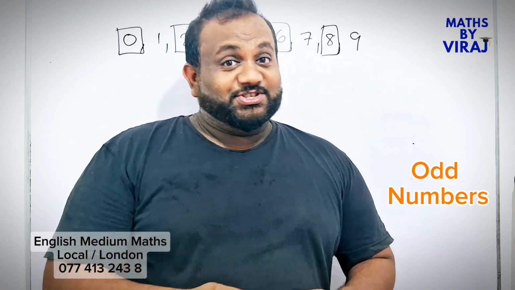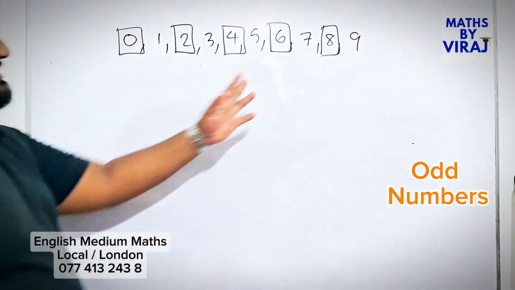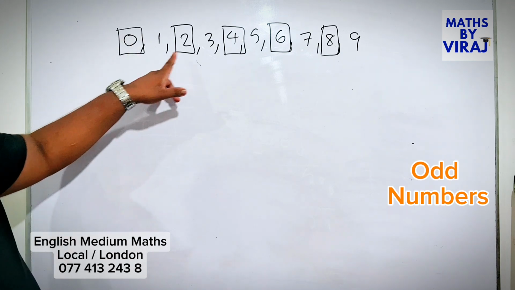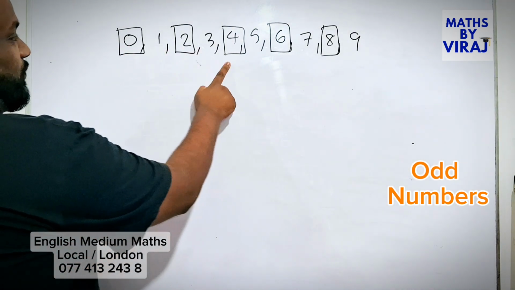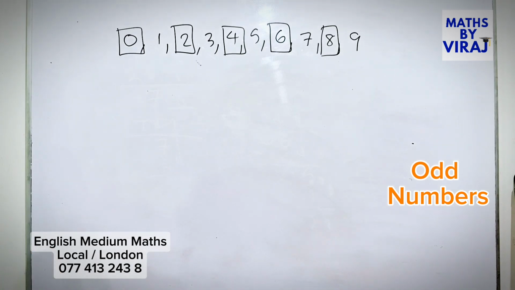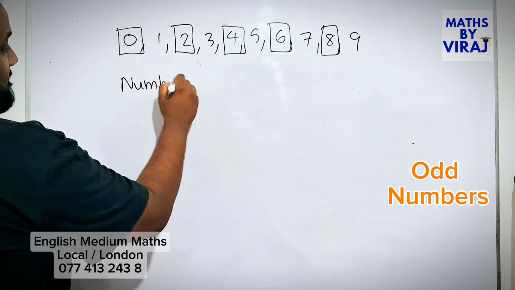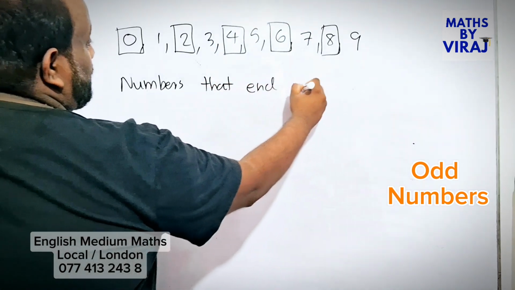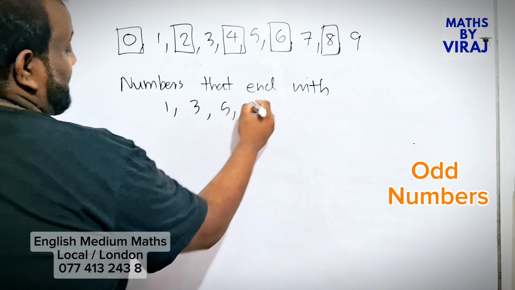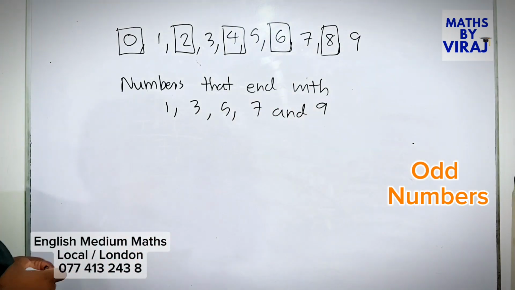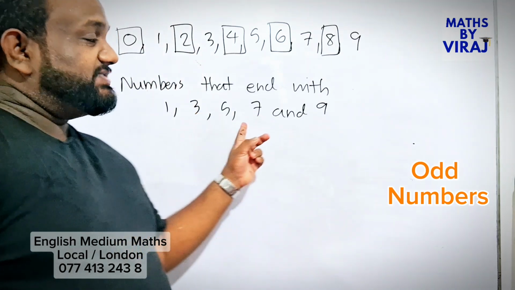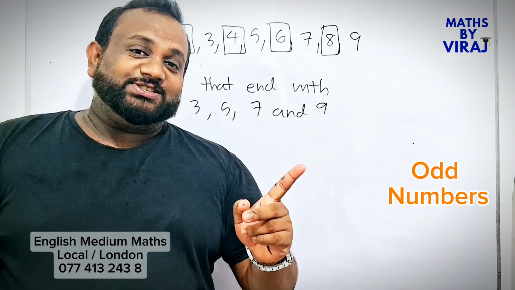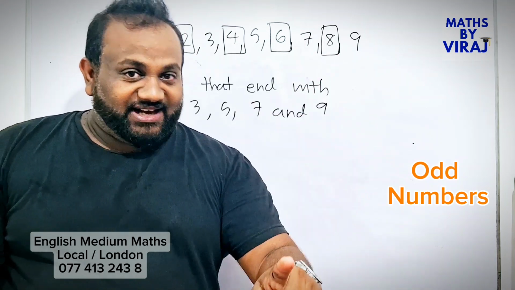Odd numbers. So children, what are odd numbers? Let's look at this. We have 10 numbers: 0, 1, 2, 3, 4, 5, 6, 7, 8, 9. Numbers that end with 0, 2, 4, 6 and 8 are even numbers. Therefore, numbers that end with 1, 3, 5, 7 and 9 are odd numbers. Now let's see how to find whether a number is an odd number. If a number ends with any one of these digits, it is an odd number. Also, when divided by 2, it will definitely have a remainder.